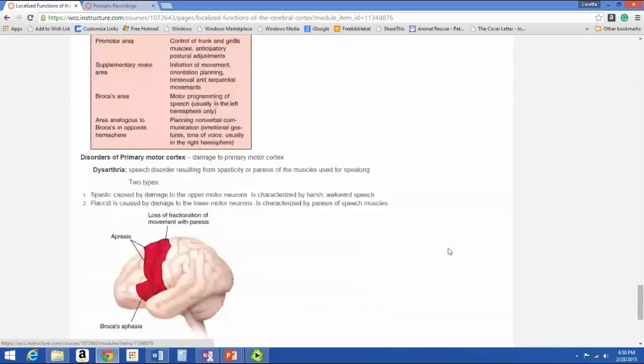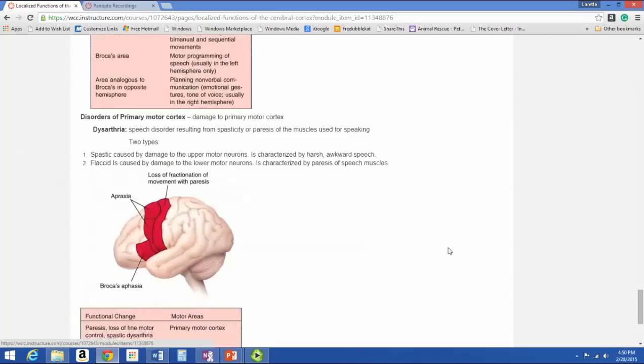Okay, so the primary motor cortex, if you have damage there, you get dysarthria. And dysarthria is a speech disorder that results from either spasticity or paresis of the muscles used for speaking. So that's different from Broca's aphasia. The muscles still work, but you can't plan the movements properly to use them.